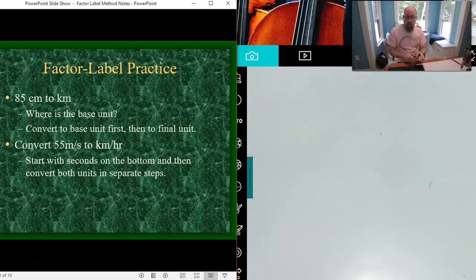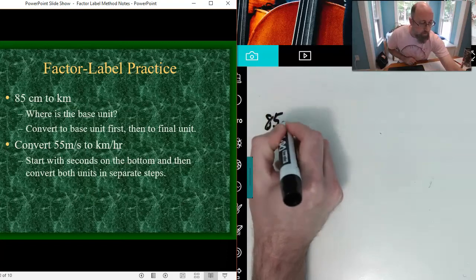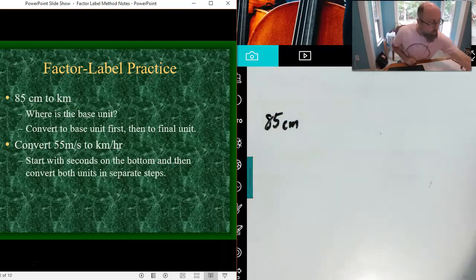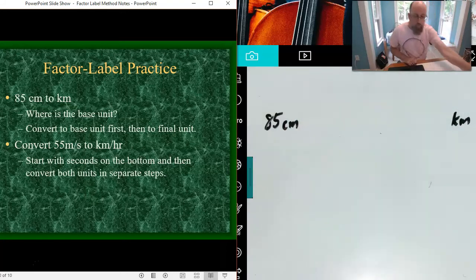All right, so I'm going to do a couple of examples here, and I'm going to particularly show you how to work with metric prefixes, since a lot of people struggle with mentally converting in the metric system, and I want to talk about how we can use this factor label method to make that easier for you. So let's start with this example, 85 centimeters. And over on the right-hand side, I want to get kilometers. So that's my goal. Sometimes I will put my target unit out there as a little bit of a reminder for me.